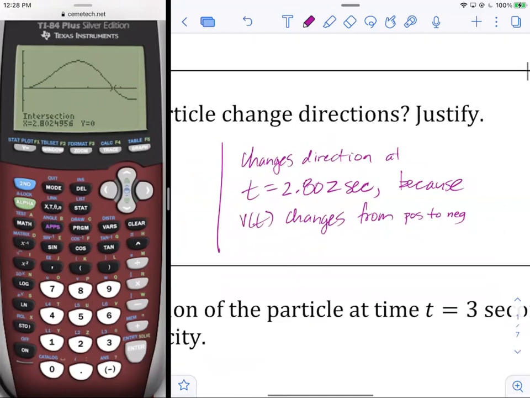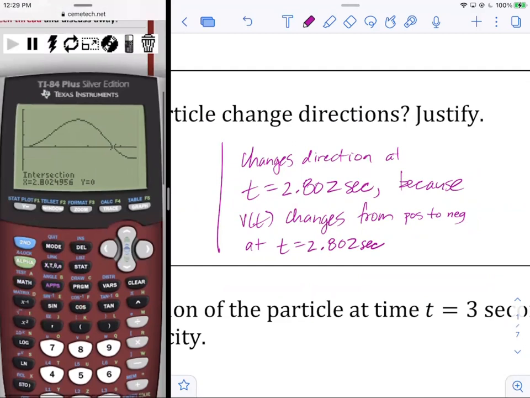You could either say at that point or here, or I like to just say at t equals 2.802 seconds again. So it does feel maybe repetitive, but you're actually saying here's where it happens, because that's the exact same place where the sign of v of t changes in this particular manner.